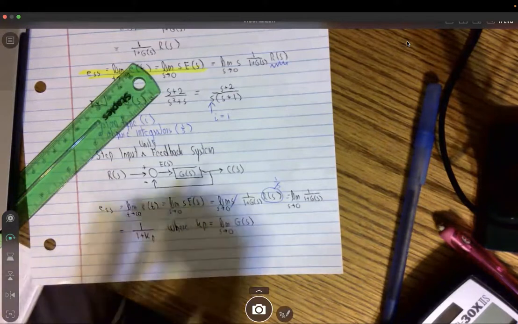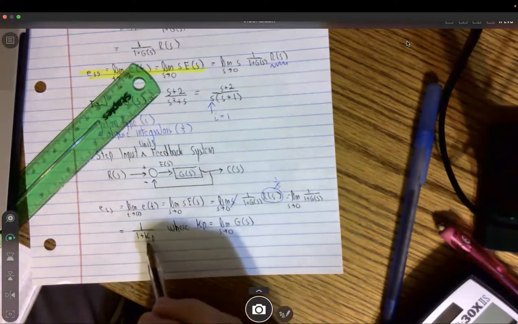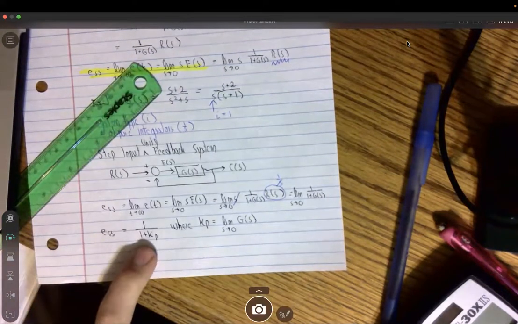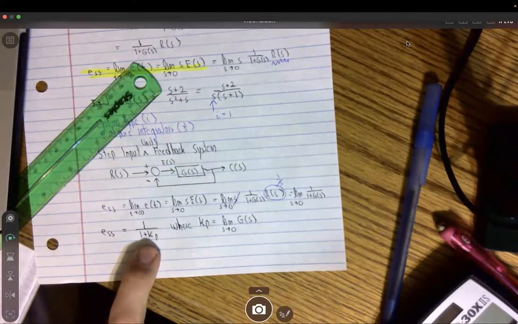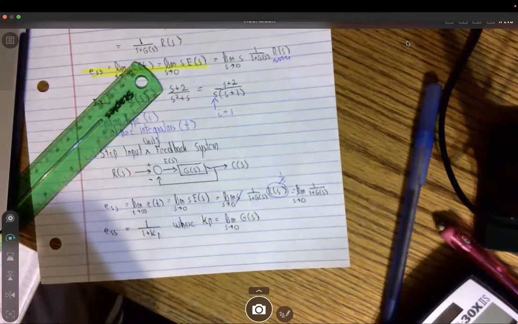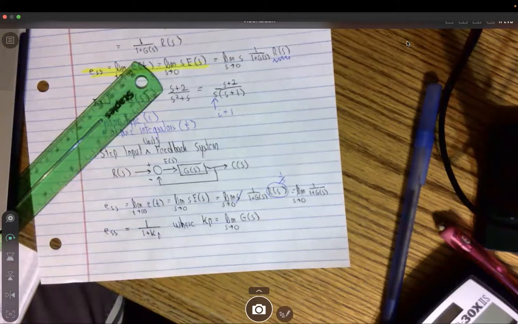If you want the steady state error to be 0, so remember, this is your steady state error, if you want it to be 0, you're going to make KP infinity. And so that's a big thing. You'll want KP to be infinity so your steady state error is 0. And so now, let me write down that note real quick, because I think it will come in handy. We want the steady state error equals 0.